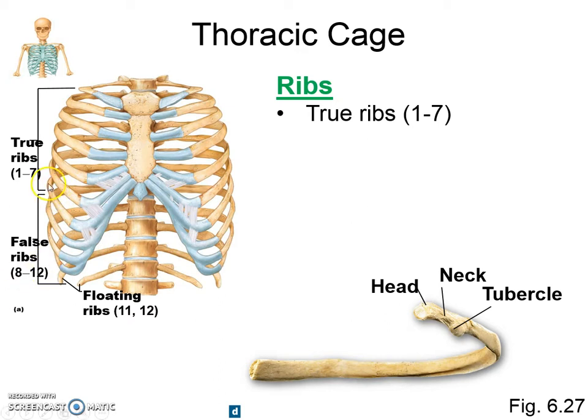For example, follow the 7th rib, and here's the bone, the actual rib, connected to the hyaline cartilage, and follow that all the way up to the sternum. So again, the true ribs directly connect to the sternum.